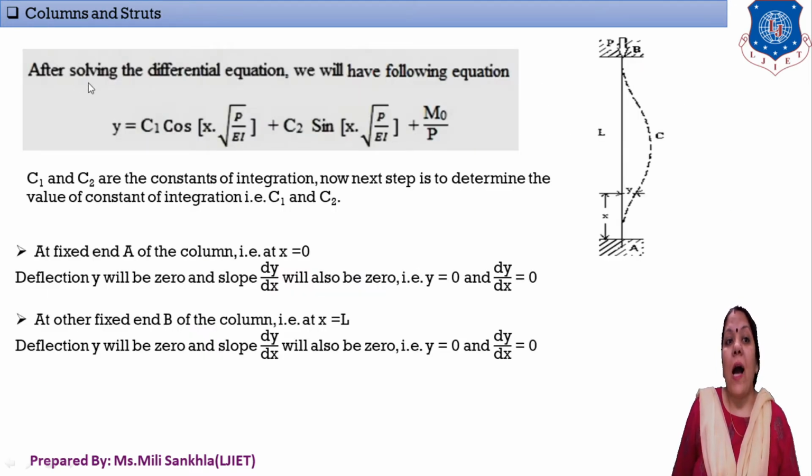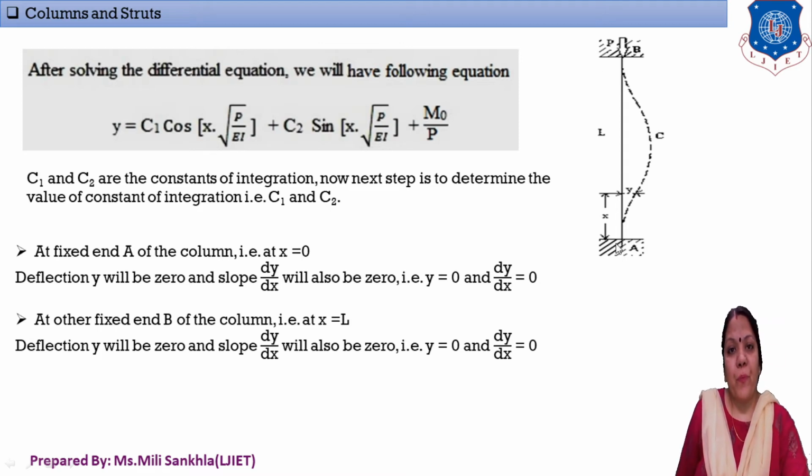Now after solving this differential equation, we get y is equal to C1 cos x under root P upon EI plus C2 sin x under root P upon EI. This is our equation for deflection, plus M0 upon P. This is the figure of our column with both ends fixed, subjected to an axial compressive load. Now we find the values of the two constants, C1 and C2, and the values of these constants depend upon the boundary conditions.